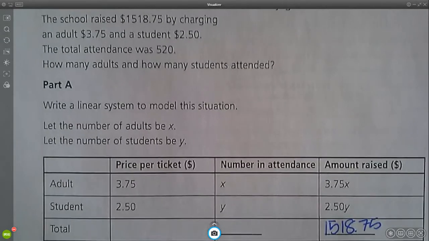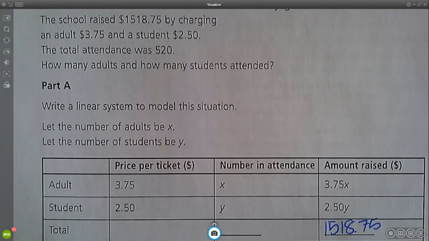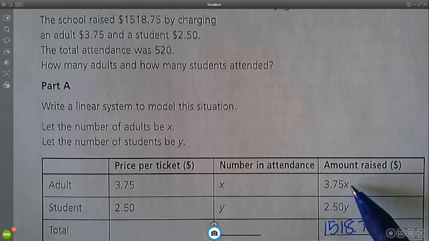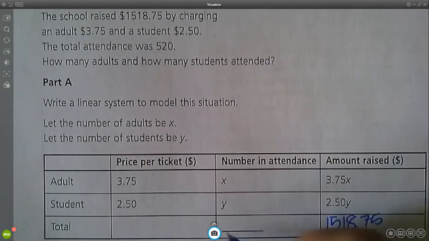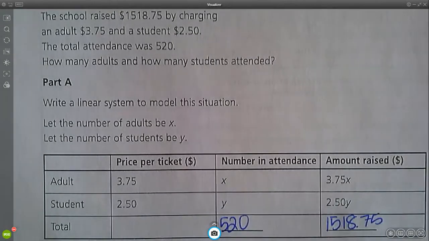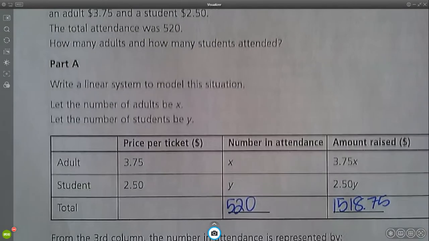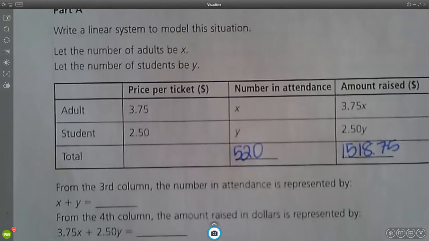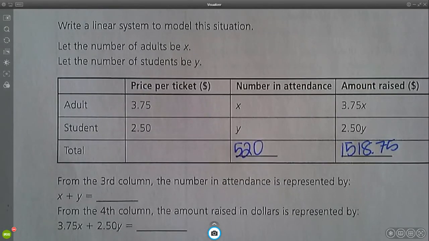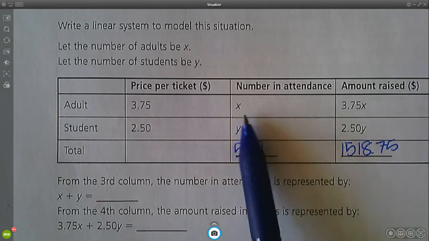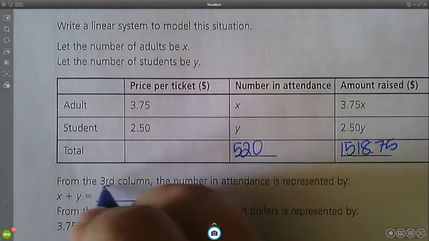So that was my total amount raised, 1518.75. They also told us that adult tickets were $3.75, student tickets were $2.50. So they've represented those values right here. And they told us that we had 520 total people in attendance. So that means if my x is the adult, my x plus my y is going to be equal to 520. So I can come up with some equations from there. So the third column is represented by x plus y equals 520.